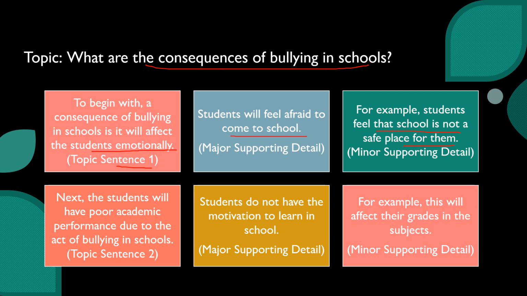So we move on to the second topic sentence. Next, the students will have poor academic performance due to the act of bullying in school. And then for the major supporting detail, students do not have the motivation to learn in school. And for the minor supporting detail, for example, this will affect their grades in the subjects.